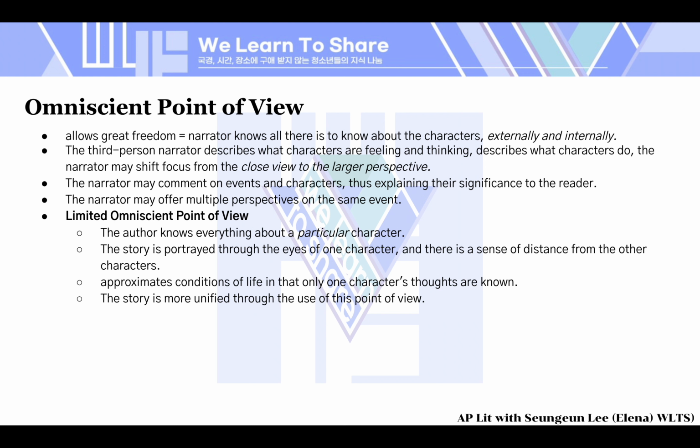And then we have the limited omniscient point of view, in which the author knows everything about just one particular character, and the story is portrayed through the eyes of one character, and there is a sense of distance from the other characters, because it's focused on just one character, right? And since only one character's thoughts are known, the story is more unified through this point of view. Again, the story is more unified through this limited omniscient point of view.